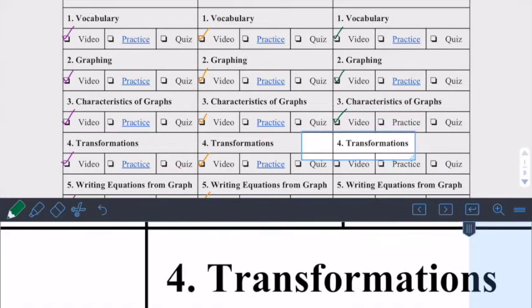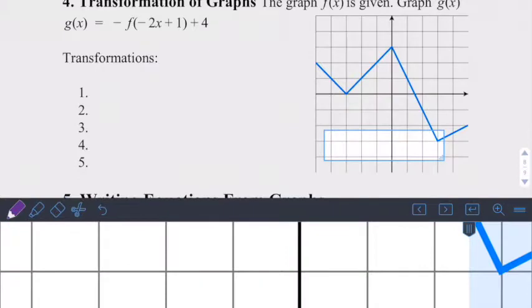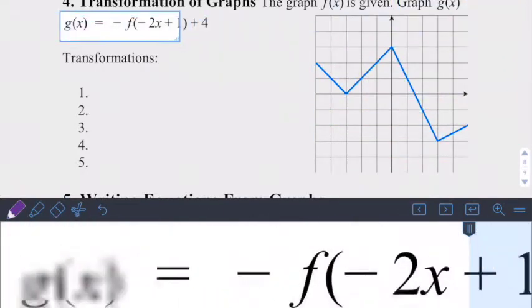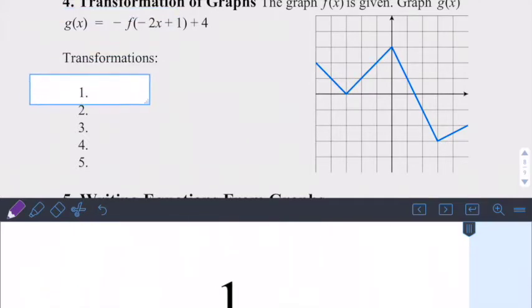This is Tier 3, Lesson 4, Transformations of Graphs. So we have our graph that's shown. This is f of x, and then we want to graph g of x. Well, there's a lot of different transformations. The first thing we're going to do is the left or right.